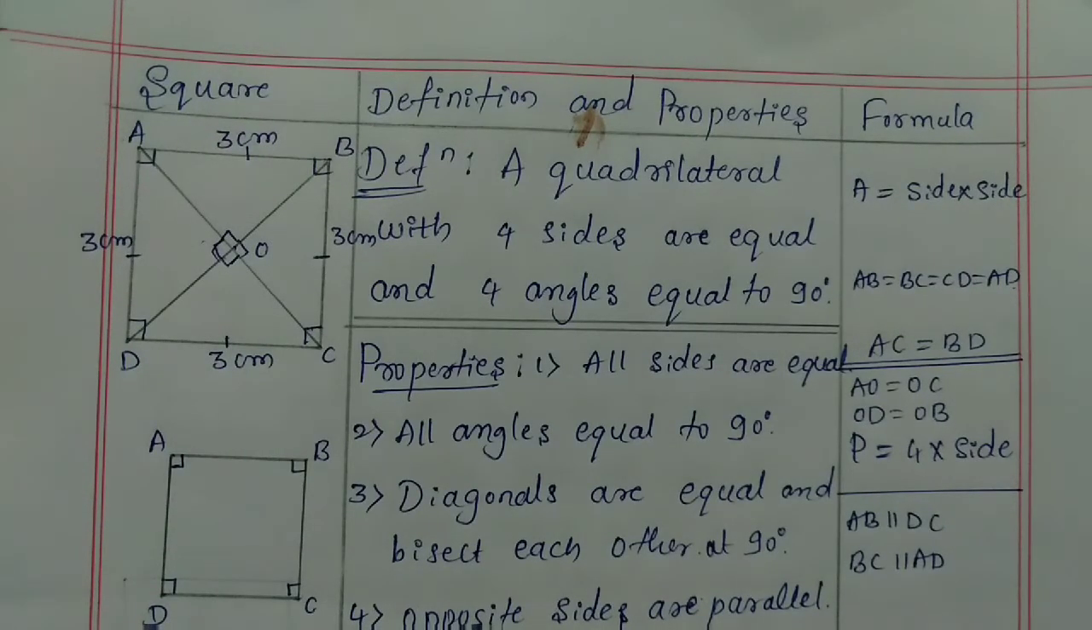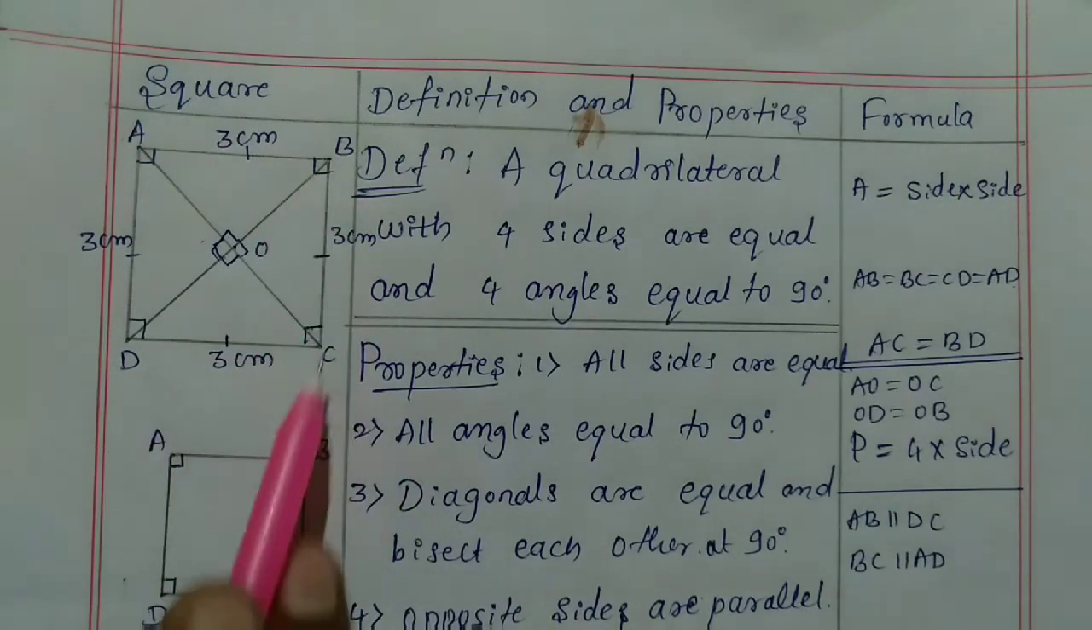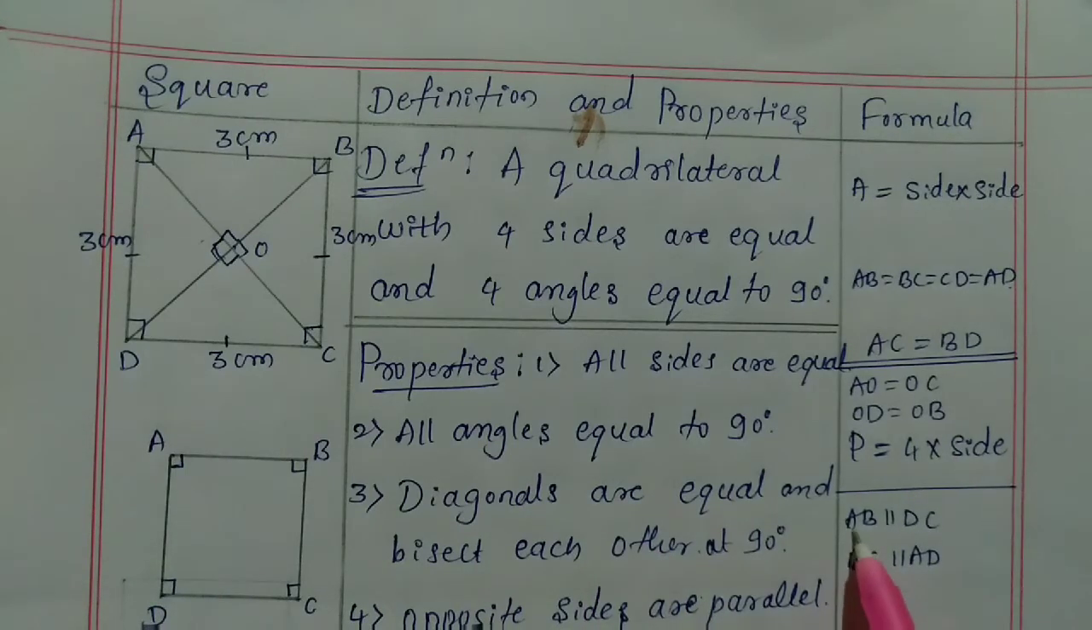So next I will go to the fourth one. Opposite sides are parallel. So here AB is parallel to CD, BC is parallel to AD. So I will write here AB is parallel to DC.